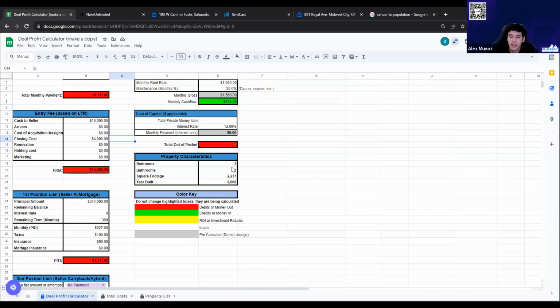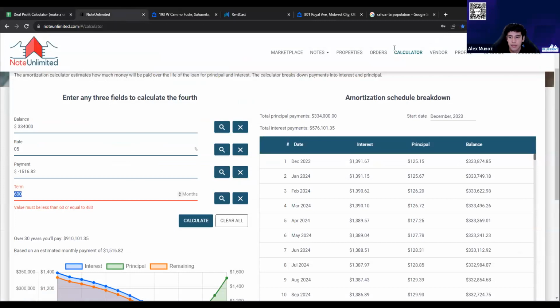This deal profit calculator, Benjamin, it's in the Discord. And this website, for anyone that was wondering, it's free. I think you just have to make a login now, which is unfortunate. No, but unlimited.